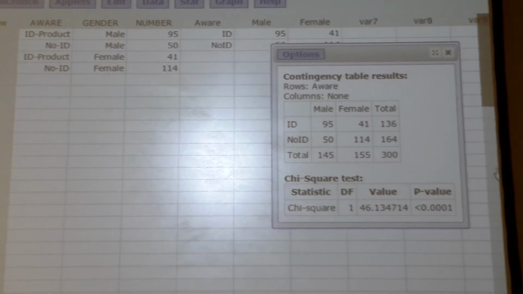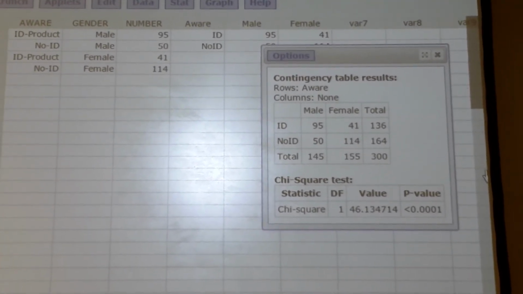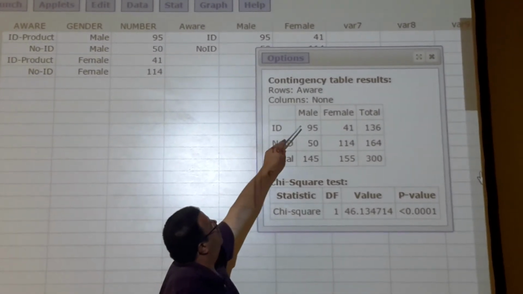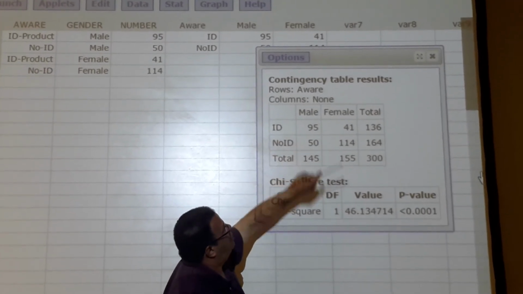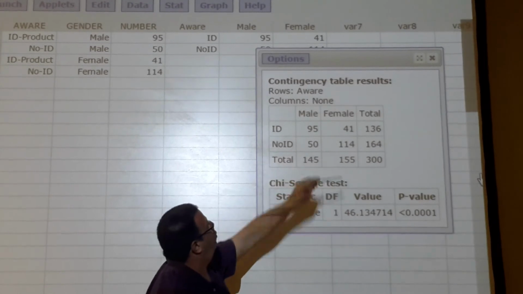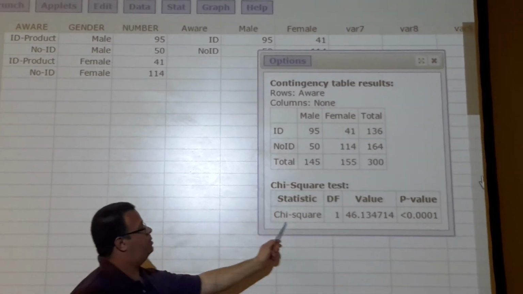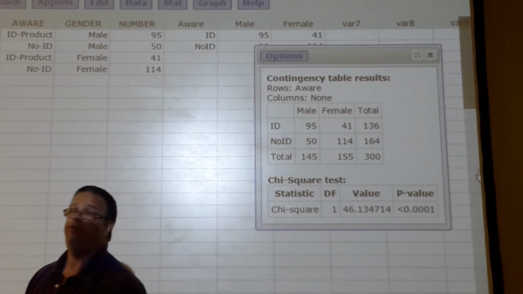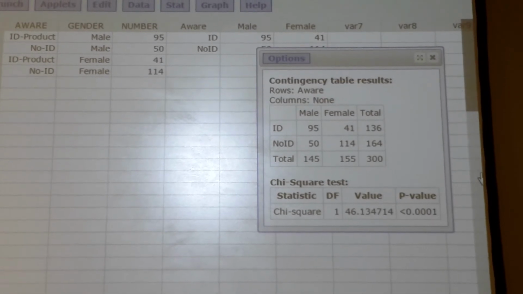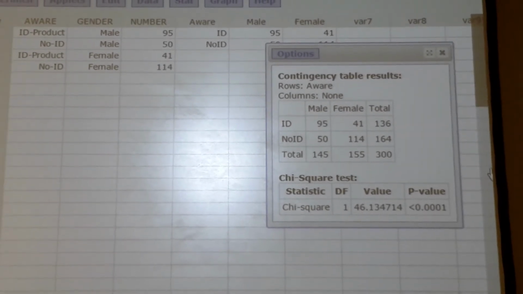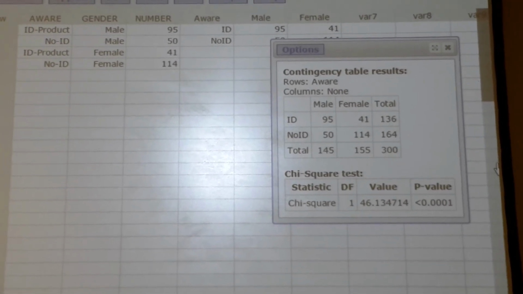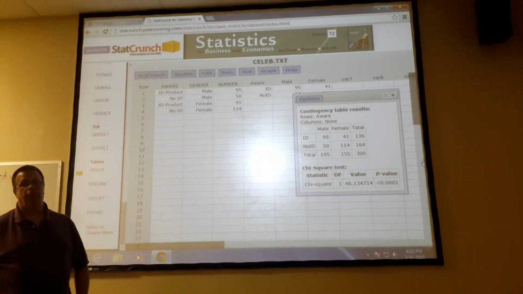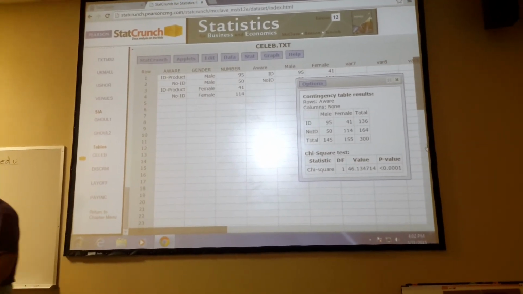We click compute. We get a result here that does in fact look very much like table 10.3 in our book. It shows how many fell into each of our different cells, the total for each row, the total for each column, and then it gives us our chi-square test. And this chi-square test shows us that the p-value is less than 0.0001. There is a significant difference here. There is an interaction between gender and the ability to identify the product that was being advertised by those celebrities.